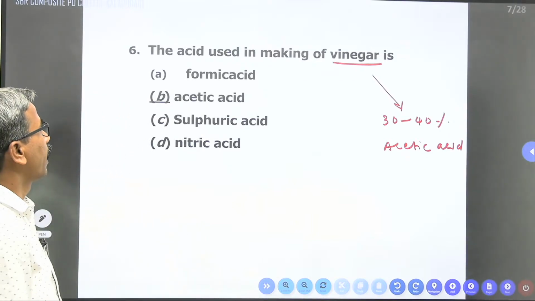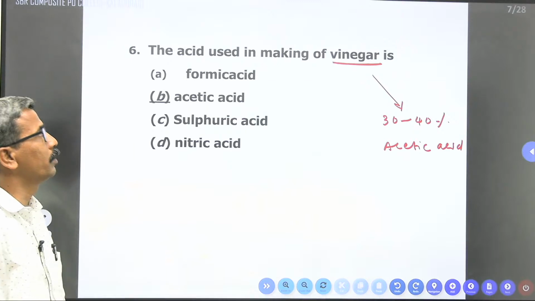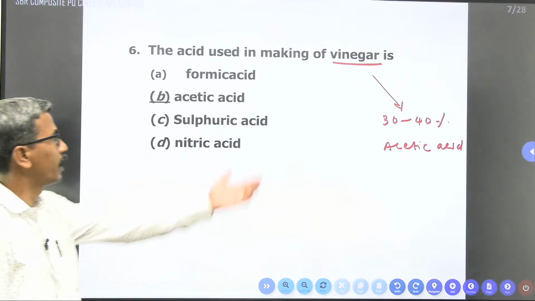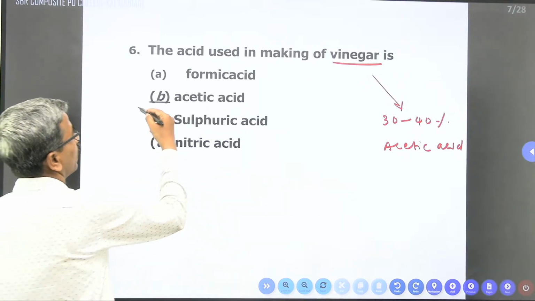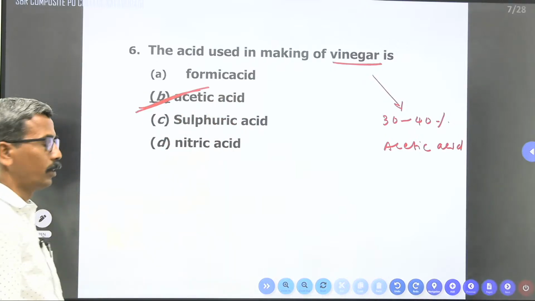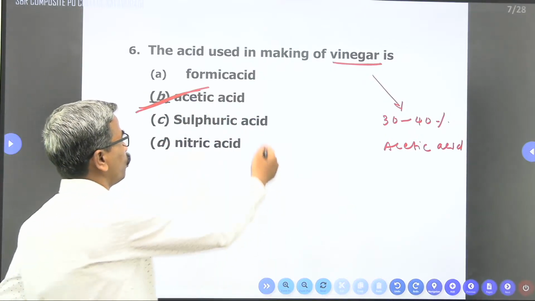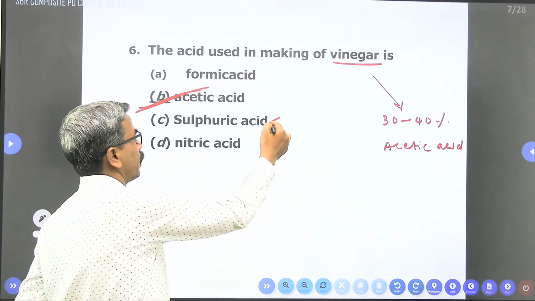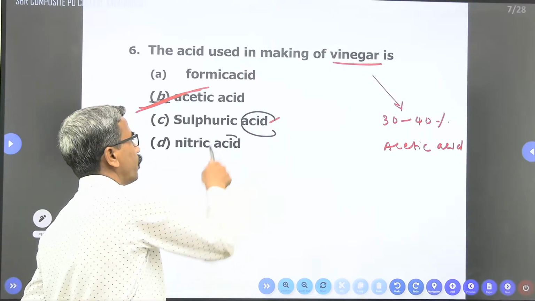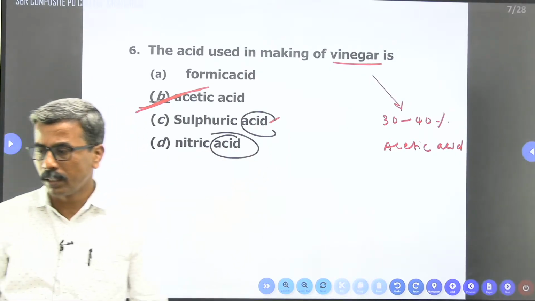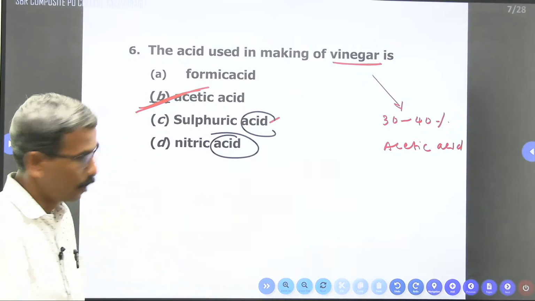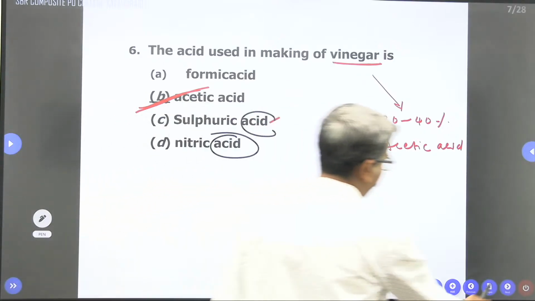Now they are asking the question, the acid used in making vinegar is, and already I have said, so based on that, acetic acid is the correct option. And these two, sulfuric acid and nitric acid, are mineral acids. Now moving to the next question.